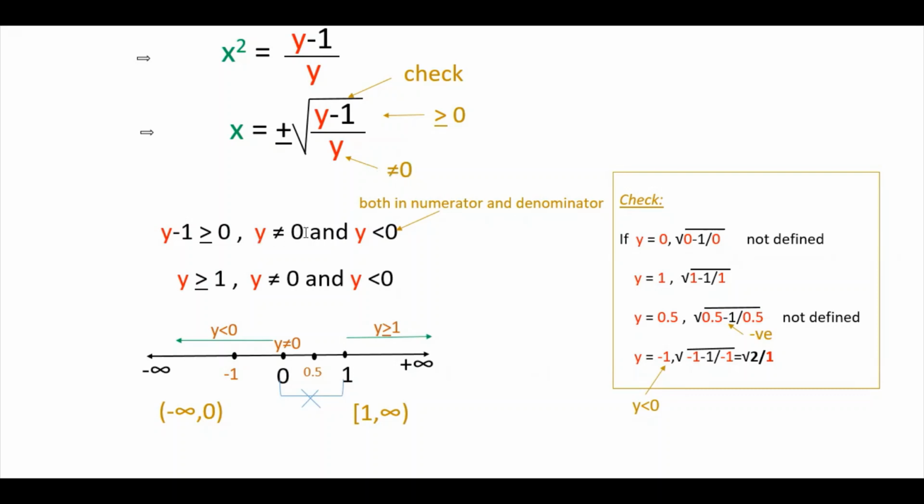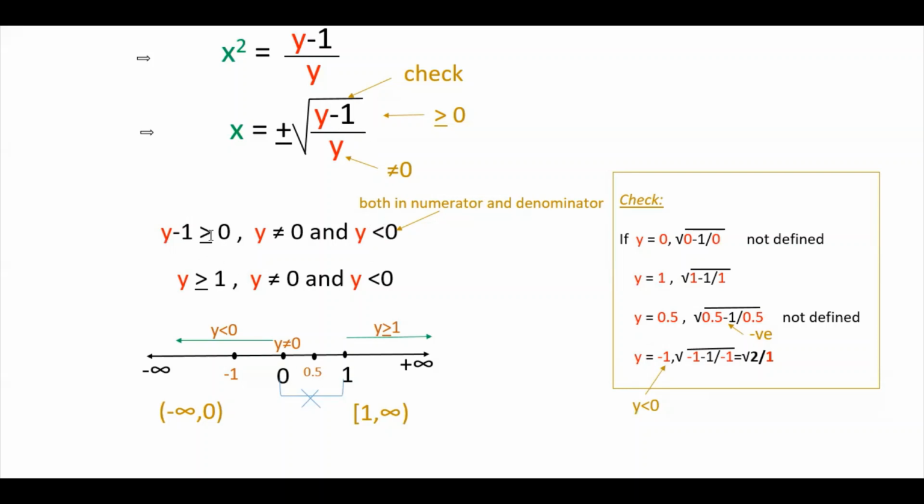So y is not equal to 0, and you have to check y can be less than 0, because y is in the numerator and denominator. If you apply any negative value, then it is also in the denominator, so it will become positive. You can see with this example here, for example, y is equal to minus 1. Then square root of (minus 2) by (minus 1). Cancel minus minus, then it will become a positive number, square root of 2. So you can check y less than 0 also.